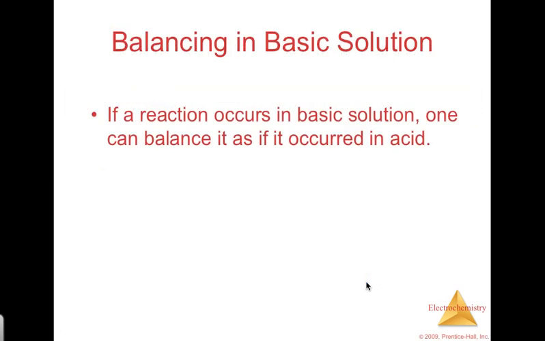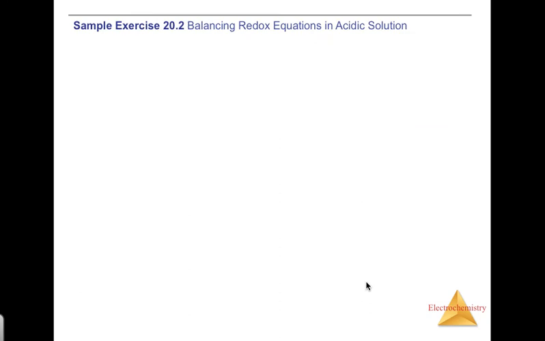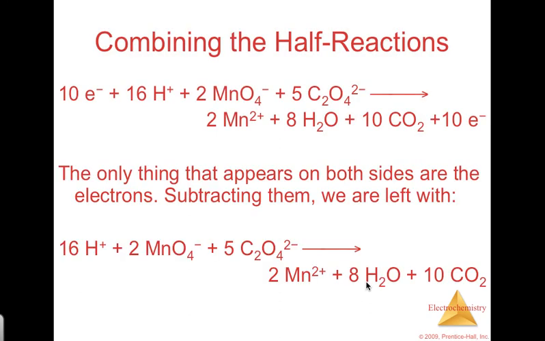There's an example. This is balancing in acidic solution. If you notice, in this balanced chemical equation here, I've got the hydronium representing an acidic solution. Even if this appears on the product side, it is still being considered as being balanced in acidic solution.